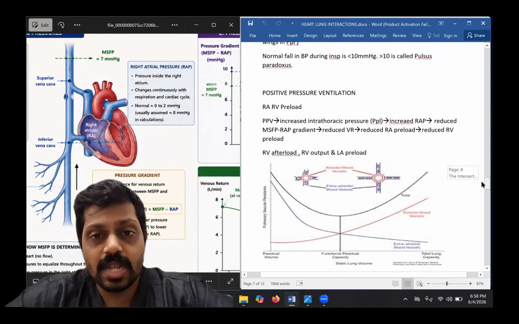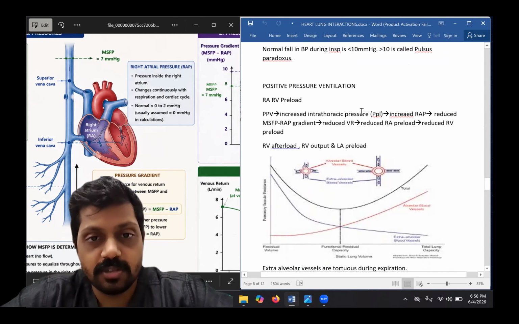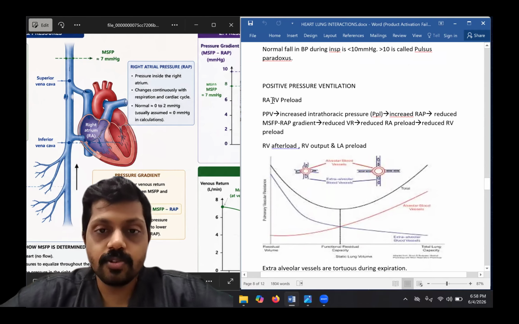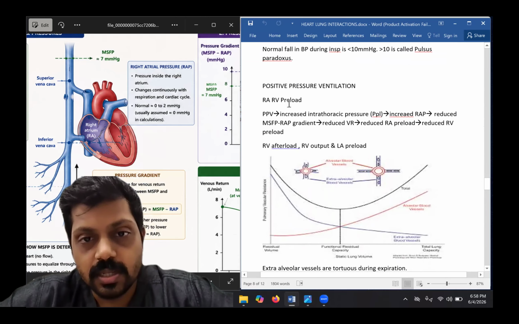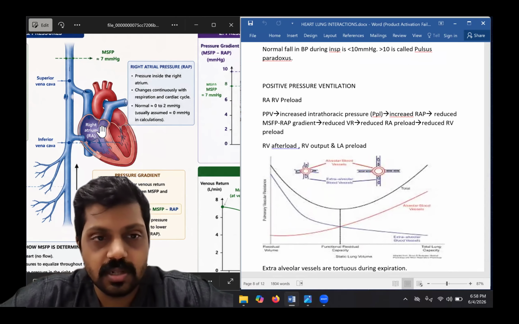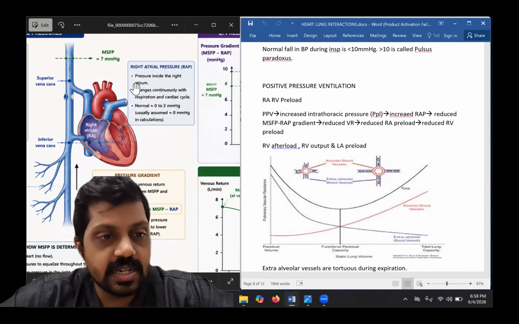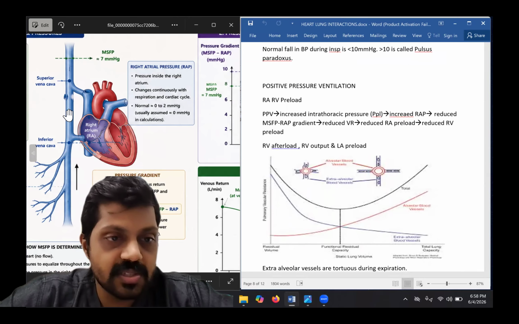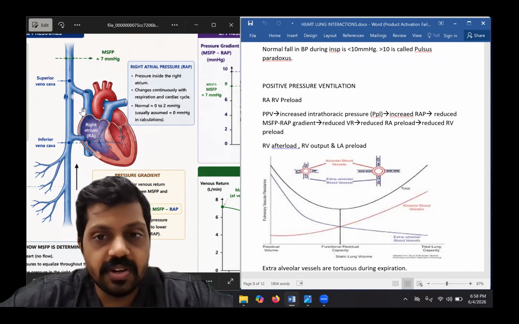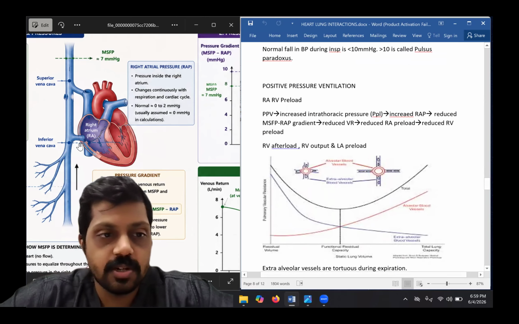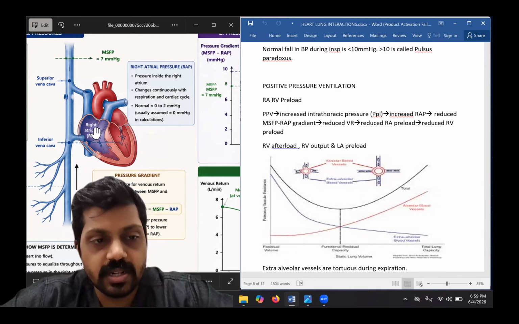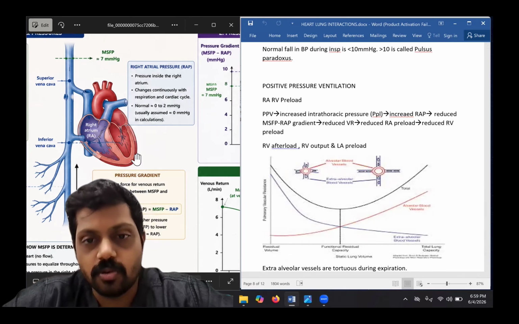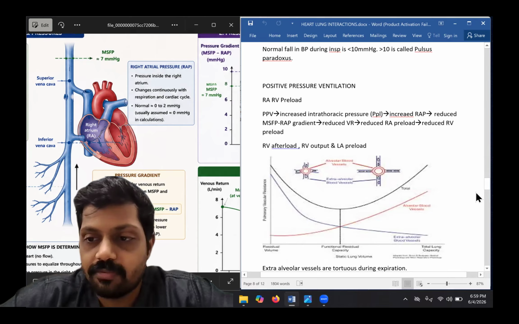Okay. So next we'll see what happens in the case of positive pressure ventilation. First we'll see what happens to RA and RV preload. In positive pressure ventilation, there is a positive intrathoracic pressure and raised right atrial pressure. Raised right atrial pressure means the gradient between this and this is reduced. So reduced venous return. Reduced venous return means reduced right atrial preload and reduced right ventricular preload. Because of positive pressure ventilation, the venous return is reduced, and so are RA and RV preload. Okay. Next, what happens to RV afterload?